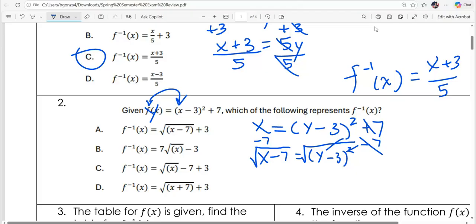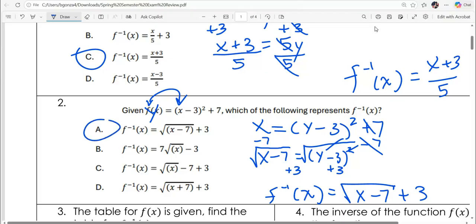And how do I get rid of a minus 3? Plus 3. And then plus 3 goes after this square root. So my inverse is going to be the square root of x minus 7 underneath it, and then the plus 3 goes after that. Now, it's not going to be C because the minus 7 needs to be under it. All right, it's going to be letter A.